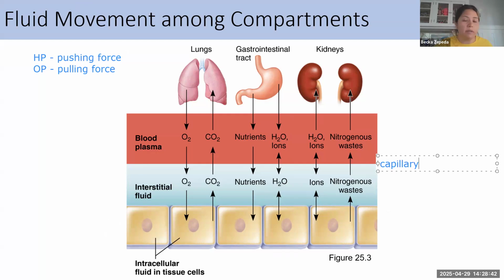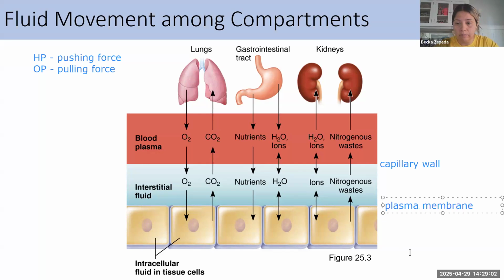So the capillary, or you can say the capillary wall, is going to be the dividing line between our blood plasma and our interstitial fluid, while the dividing line or barrier between our interstitial fluid and the inside of our cells is the plasma membrane. Okay, so those are our barriers, and that's how fluid is going to move.